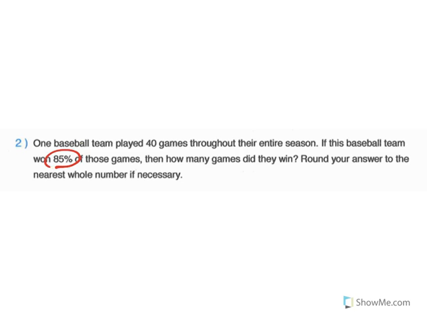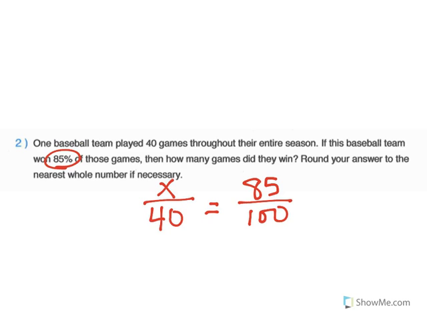So I know my percent. So that means when I have this equal, it's going to be 85 over 100. And I have part over total. So do I know the part or do I know the total? It says one baseball team played 40 games throughout their entire season. And then we want to know how many they won. So how many they won would be the part. And 40 would be the total. So we know their total. We're looking for the part.